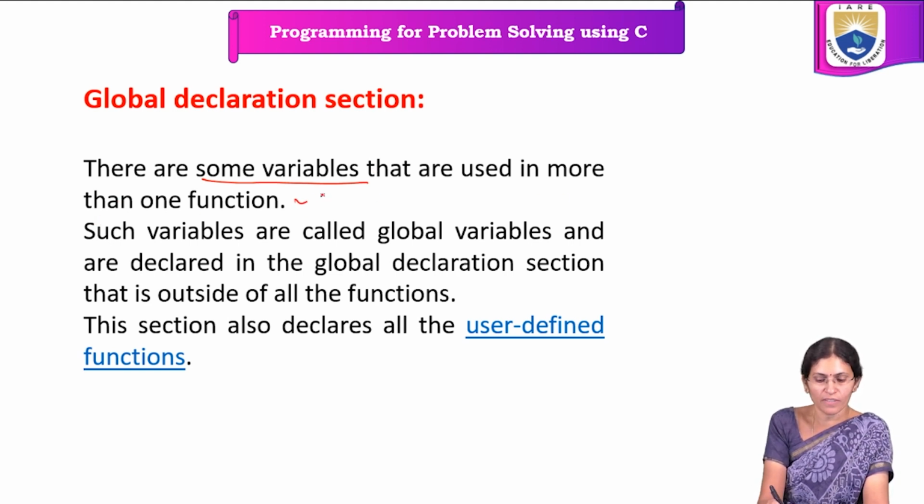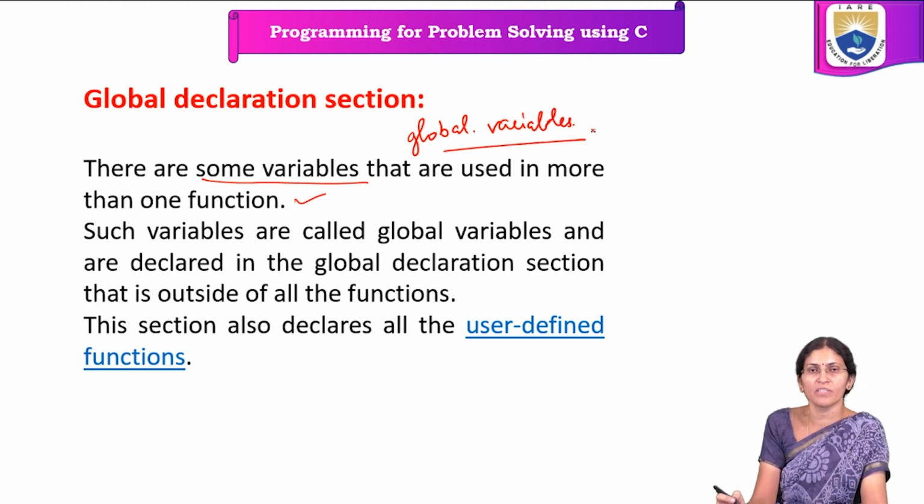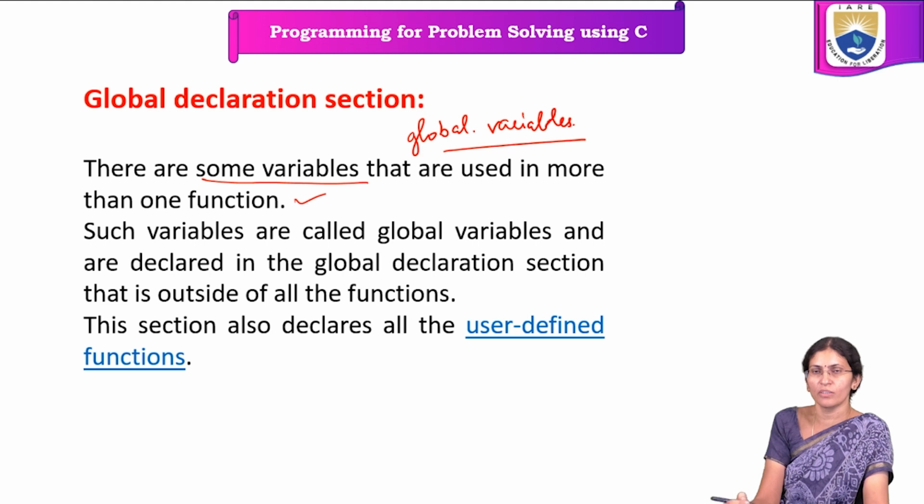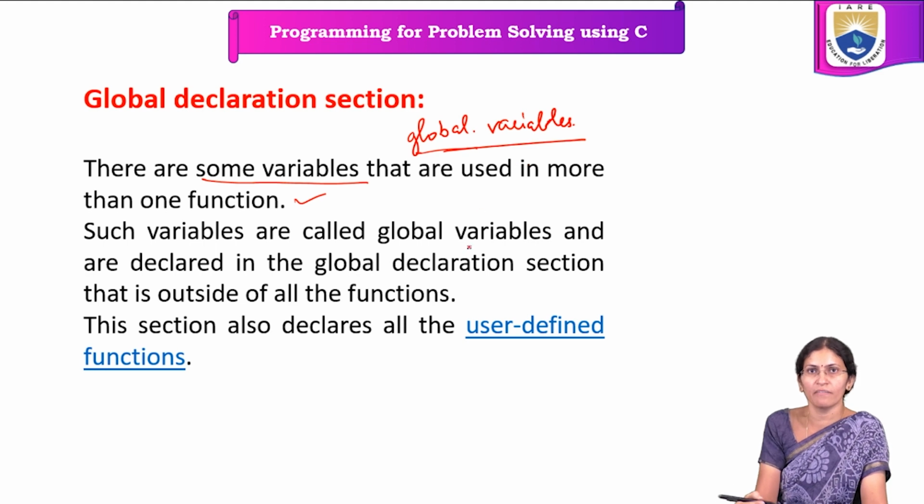So these variables are called global variables. There are variables of two types, global variables and local variables. Global variables are the variables which are available to all the functions used in the program. So their scope is not limited to one function. They are available to all the functions which are used in the program.